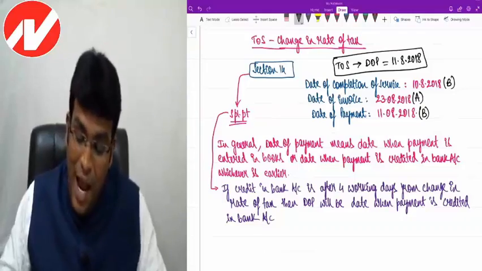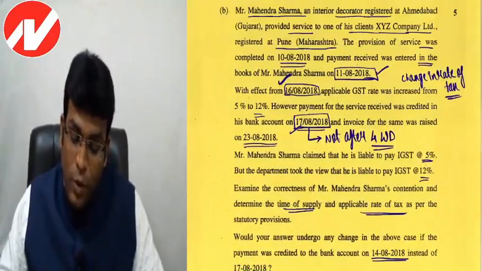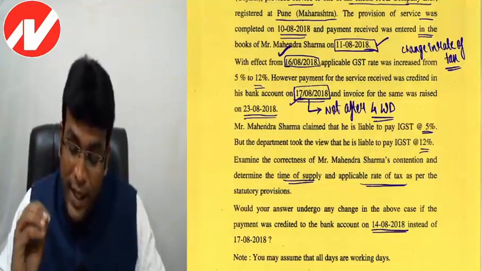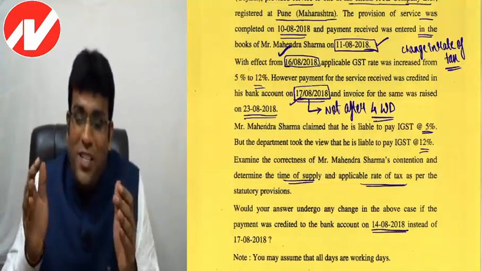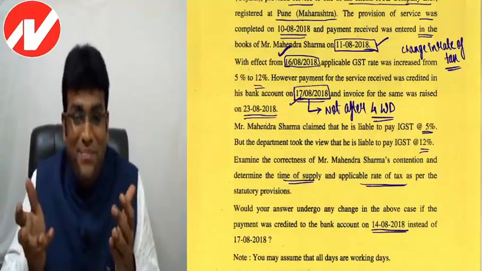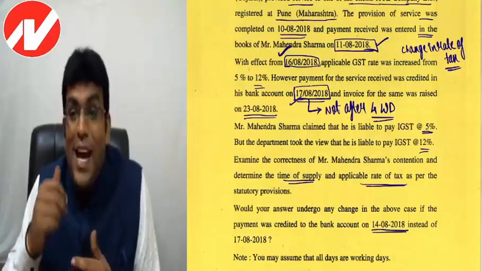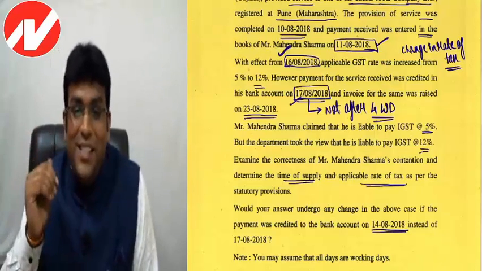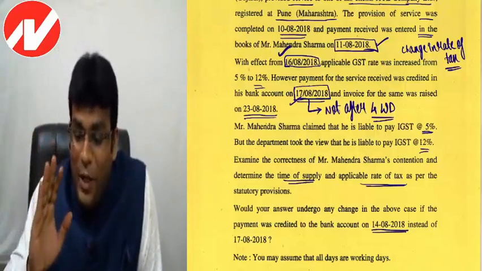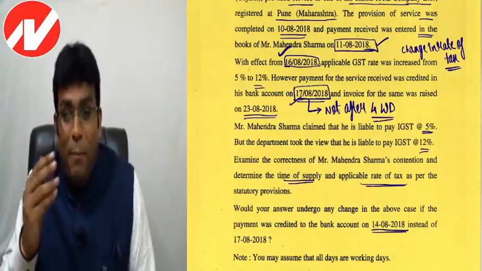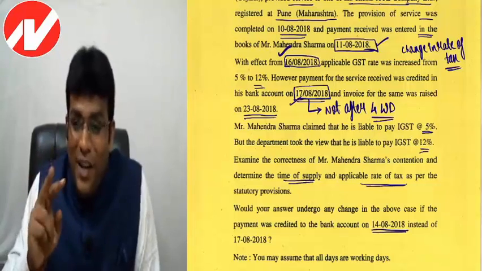That's it. And below they asked one more point in the question: would your answer undergo a change if the payment was credited to bank on 14th August? Still my answer remains same, because change will come only when credit to the bank is after 4 working days. Because generally date of payment always means date when payment is entered in the books, or date when payment is credited to the bank, whichever is earlier.